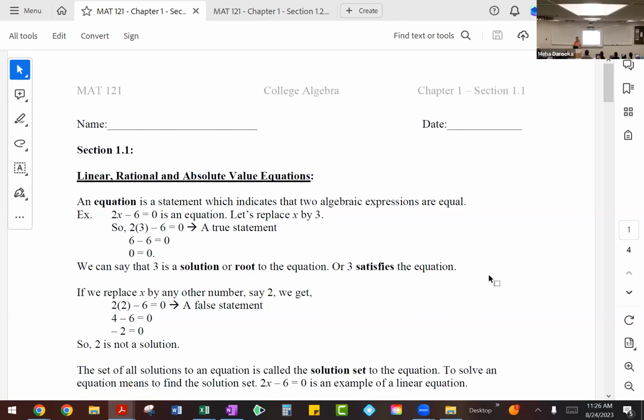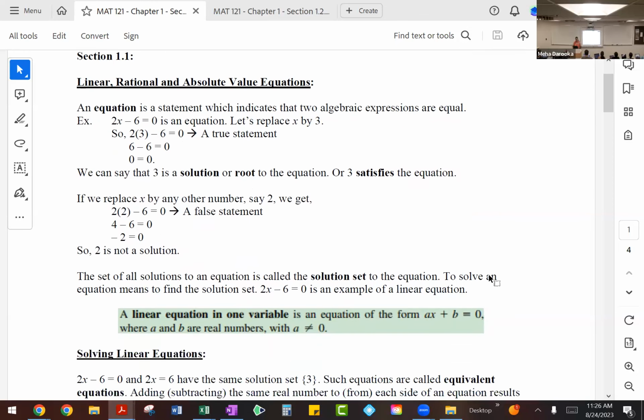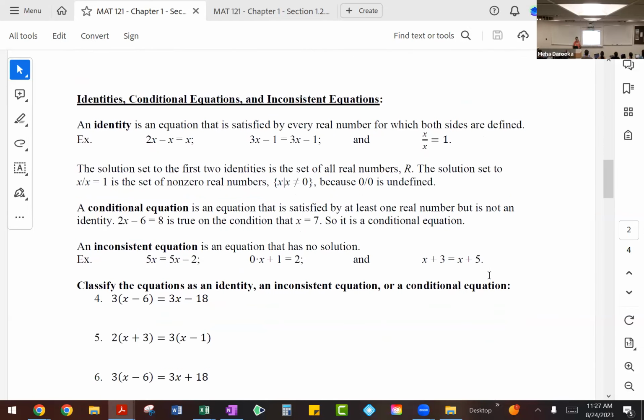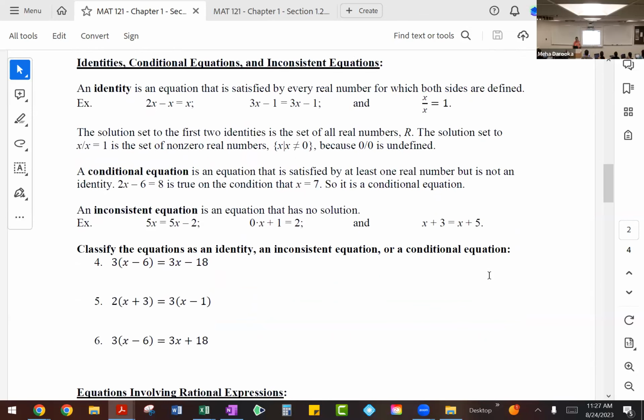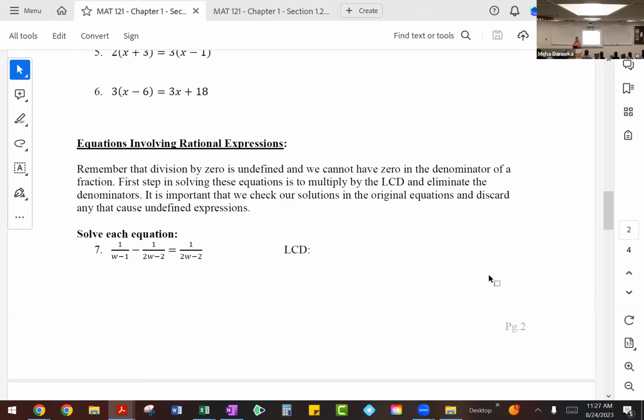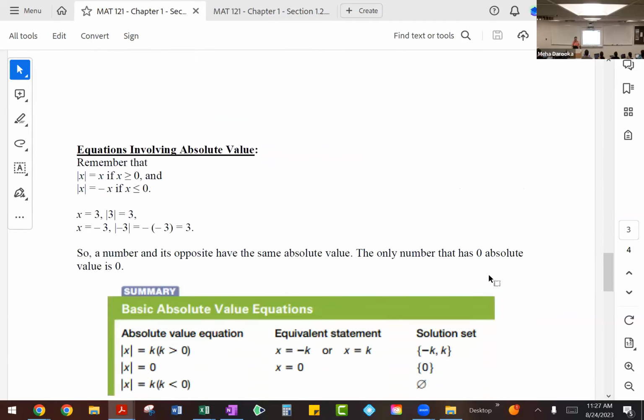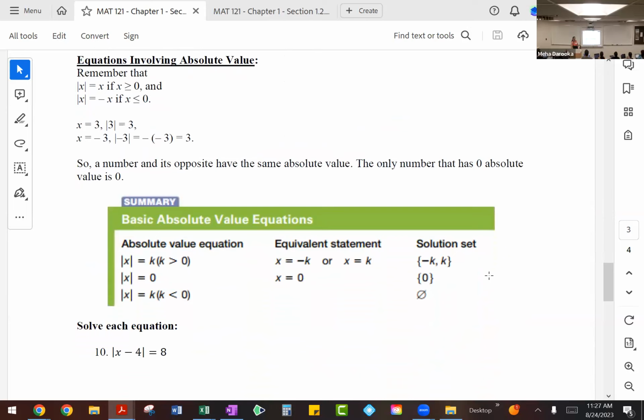So we had started with the first part of section 1.1, just talking about equations in one variable. We got through the identities, conditional equations, and consistent equations, and I think we did do the rational expressions one as well. So this is where we needed to get started.